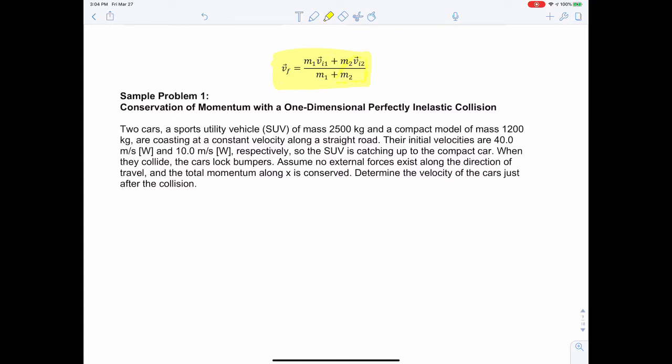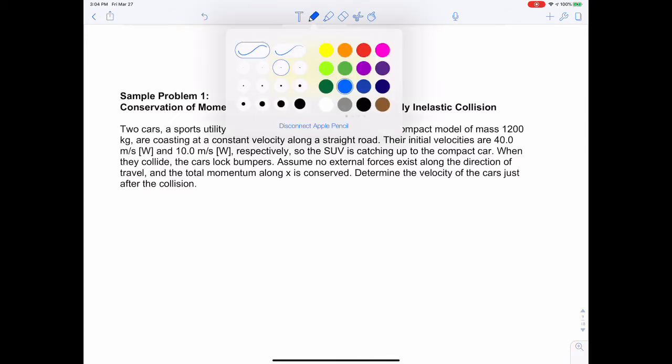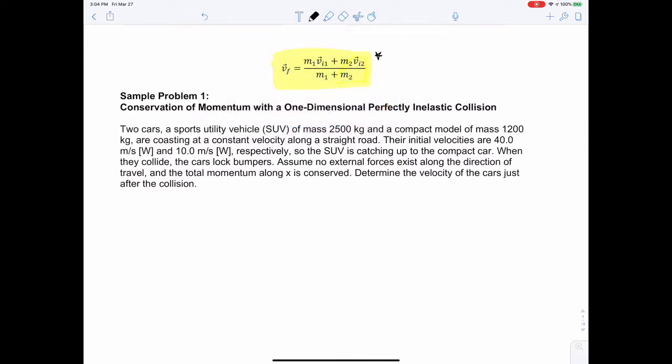I want to show you how, using the conservation of momentum, we can get to this simplified version of the equation up above.